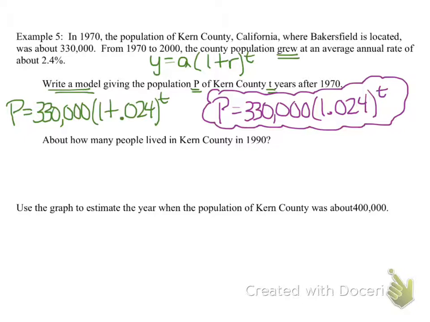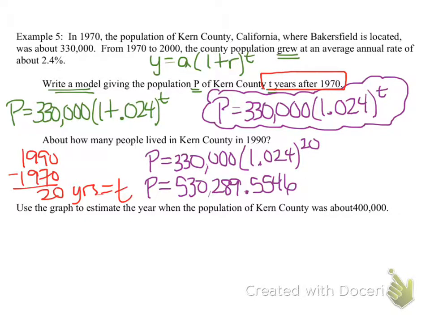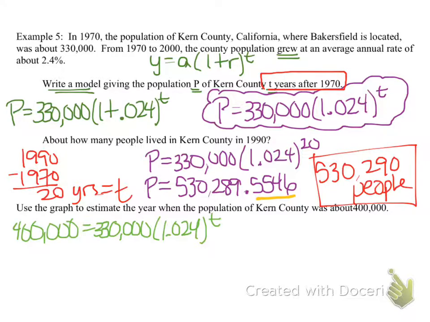To answer the next question about how many people lived in Kern County in 1990, again, you need to realize that T is the years after 1970. So if we subtract them, we get 20 years, and that's going to be what our T is. So using our model, plugging in 20 for T, I would like you to still show me what that full decimal would be. And then we're talking about people, so since you can't have a partial person, we need to round this correctly. And we're talking about 530,290 people. Using the graph to estimate the year when the population was about 400,000, well, that means we're basically plugging in 400,000 for our P.